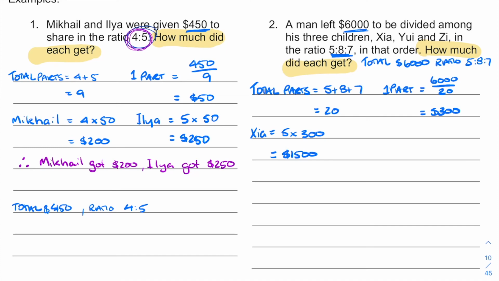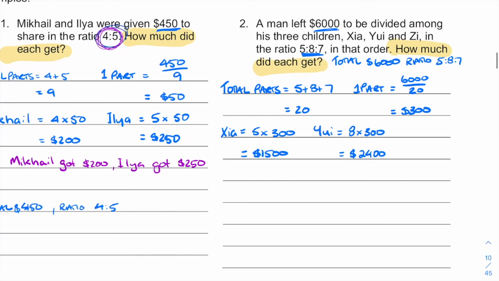Okay, then we've got our middle child, who is getting 8 parts, so 8 times 300. And that is going to give us 2,400. And then we've got our last child, who's getting 7 lots of that 300. Okay, and that's going to be 2,100. So far, so good. We've all worked that out.